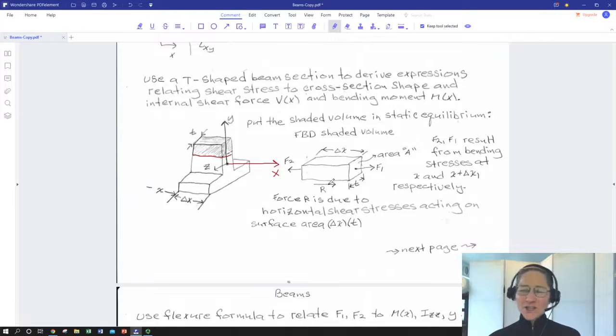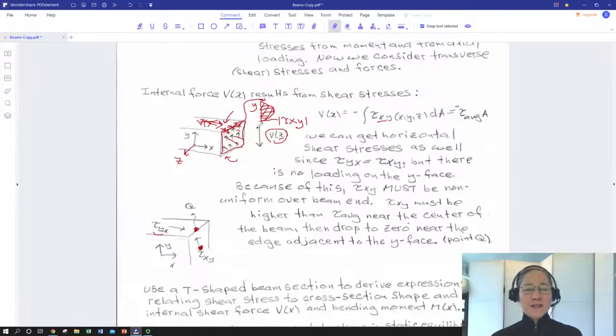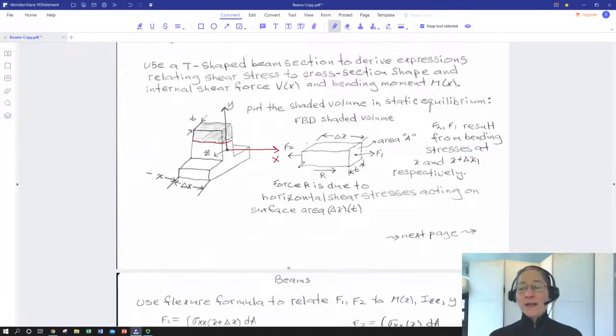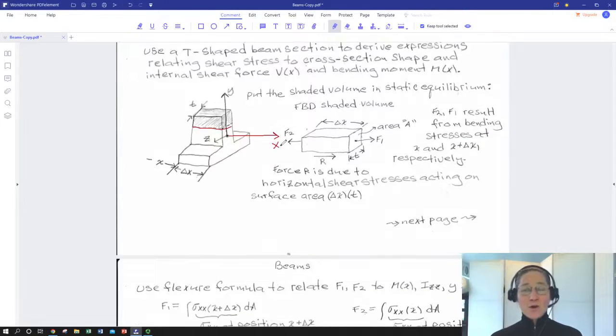So we could define a shear force in the x direction. Now we're used to thinking of shear forces in the y direction, these resulting from maybe a vertical loading of a horizontally oriented beam. Now we're looking at the other direction just for the moment. We're looking at R as the shear force that holds this shaded section onto the rest of the beam.